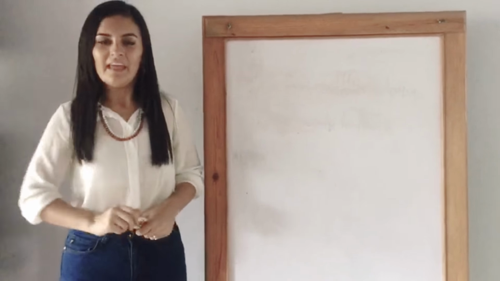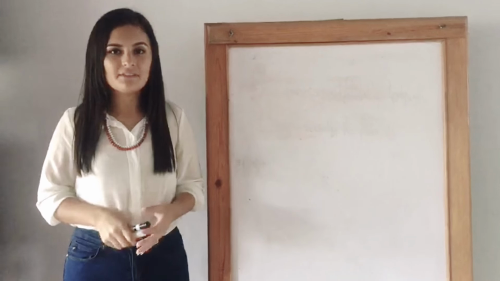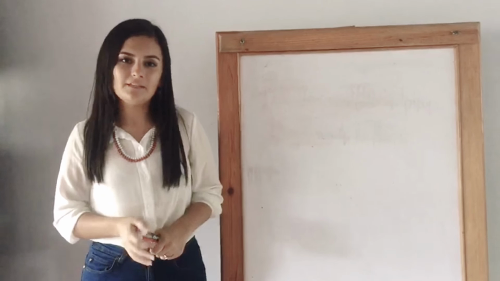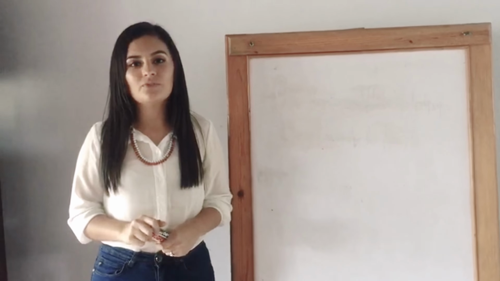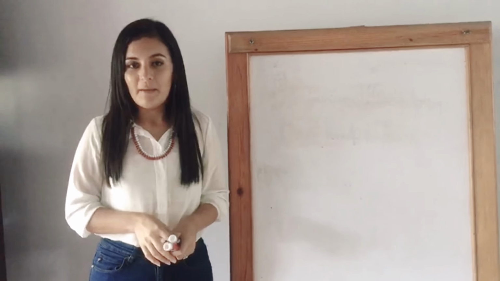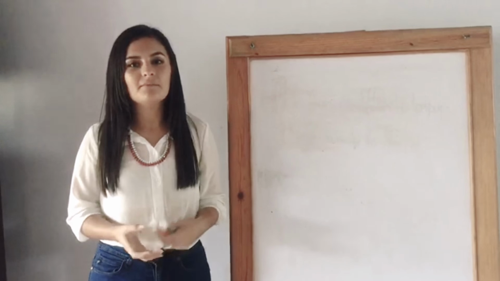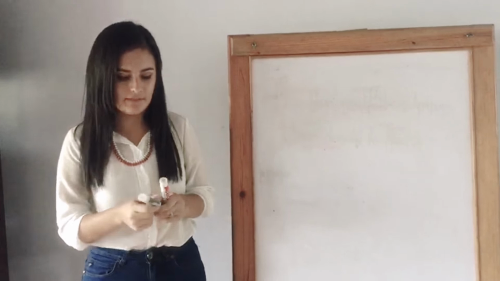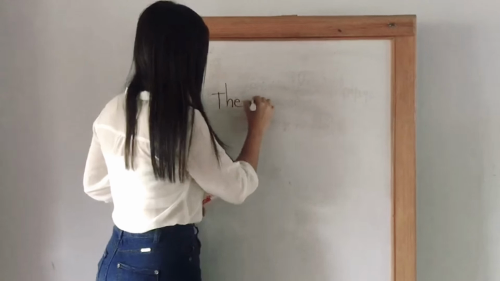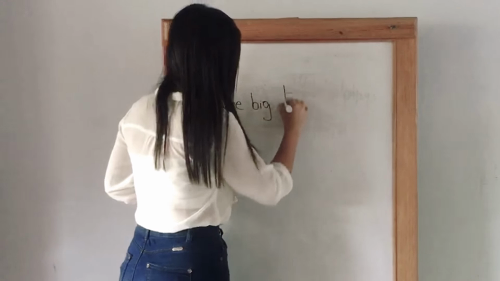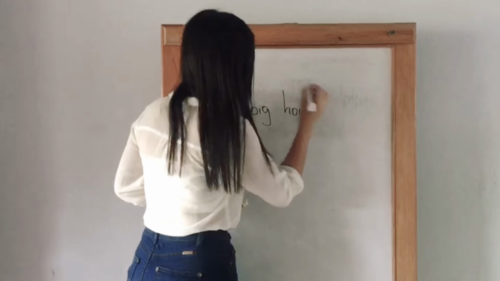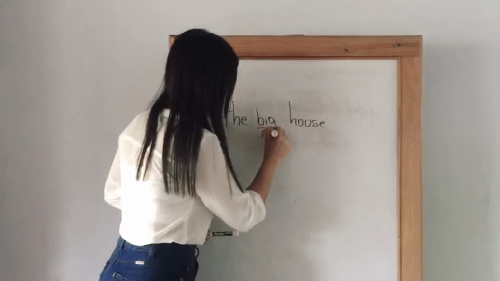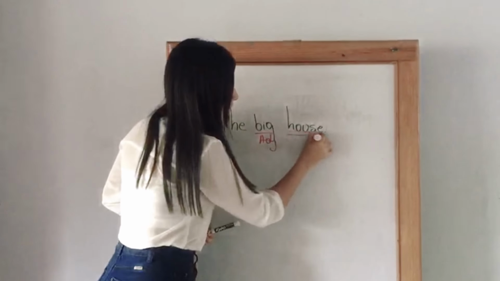Mistake number 3. I'm going to talk about the order of the adjective. Sometimes most people use the adjectives in a wrong way. In Spanish, it's different because we use the adjectives after the noun. But in English, we use the adjective before the noun. This is the difference. For example, I'm going to give you a sentence. The big house. In this sentence, big is the adjective and house is the noun.